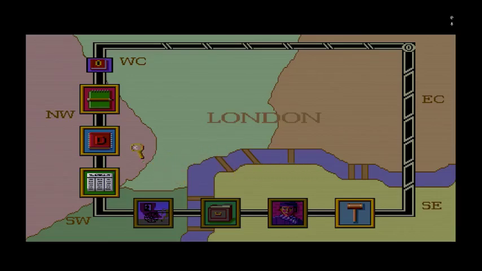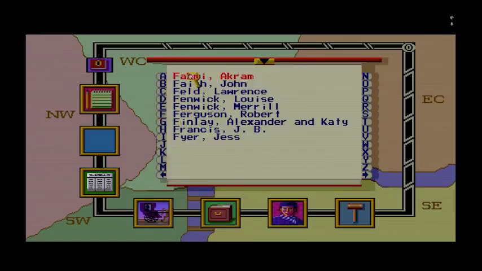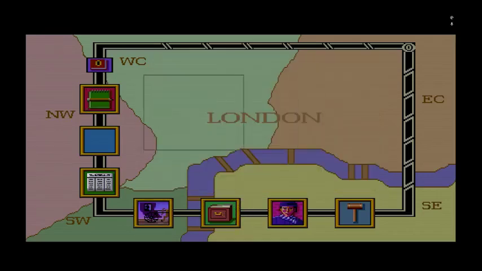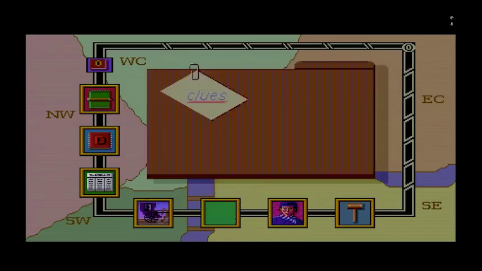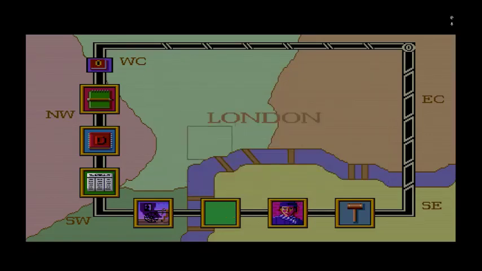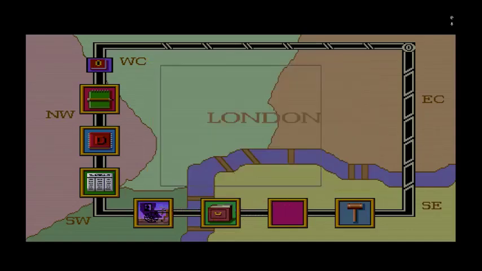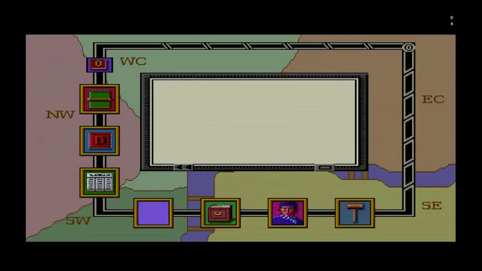Okay, well, in that case, go back to the directory and continue on with Akram Fahmy. Did I already do this? I think so. Yes. Nobody was so bored smell a rat. Interesting indeed. Well, let's see if we can't rouse them.